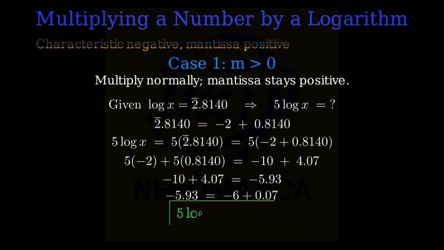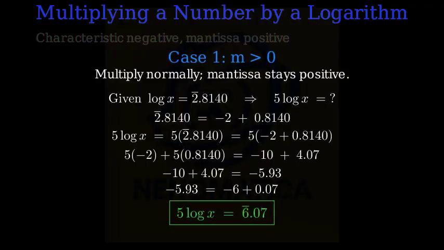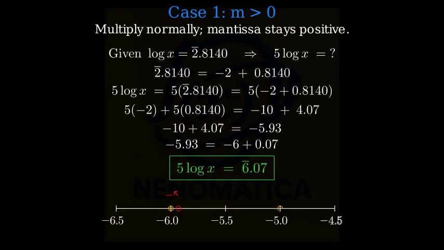Finally, write it in standard log form with a negative characteristic and a positive mantissa. Negative 6 plus 0.07, which we write as bar 6.07. Visually, negative 5.93 sits between negative 6 and negative 5. Shifting one more unit left to negative 6 leaves a positive mantissa of 0.07.